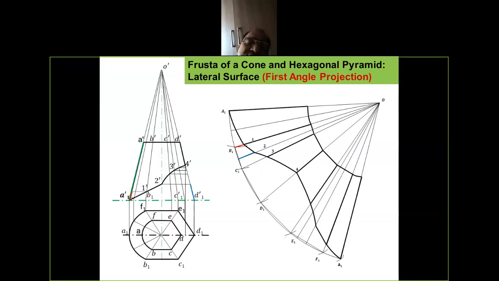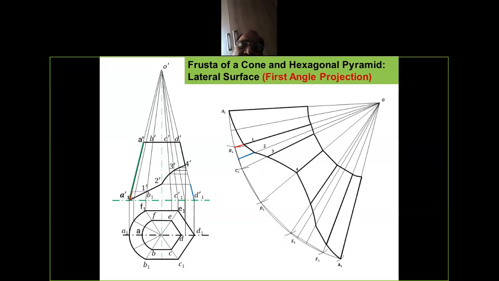Now this is cut by points A dash, B dash, C dash, D dash. In other words, this is cut from A dash, 1 dash, 3 dash. So this is the shape of the cone that is provided, cut by A dash, B dash, O dash, O dash 1.